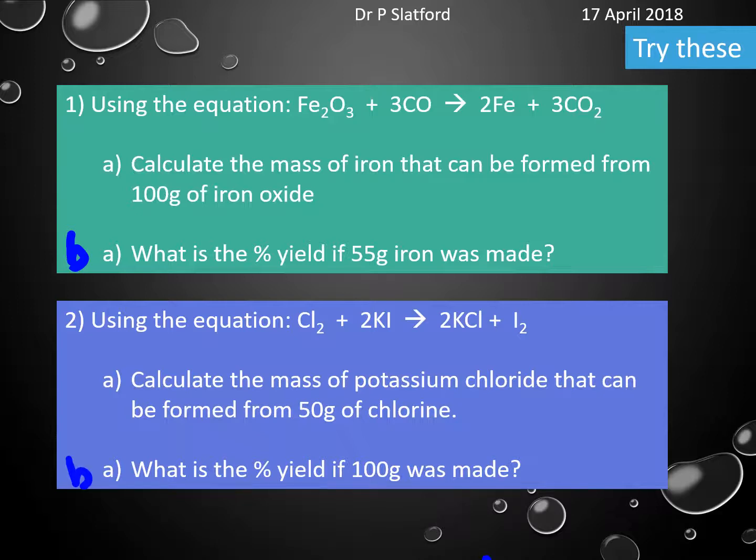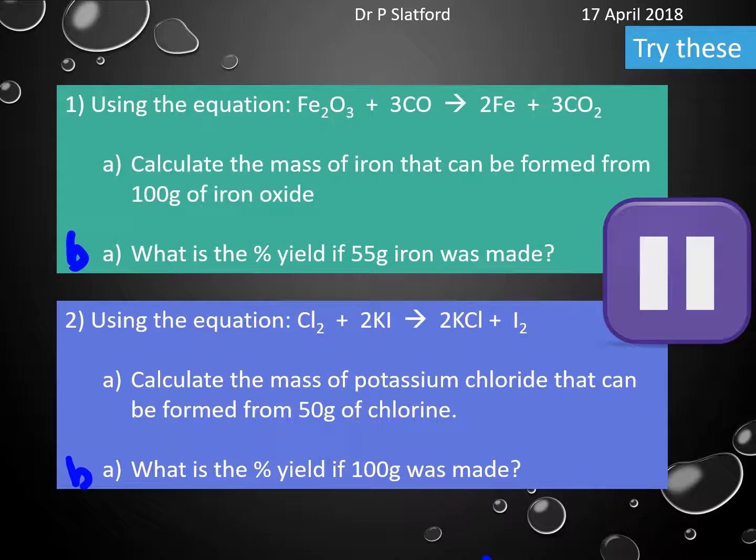Using the equation given here, I've got chlorine reacting with potassium iodide. I'm going to make potassium chloride and iodine. Calculate the mass of potassium chloride that can be formed from 50 grams of chlorine. And what is the percentage yield if 100 grams was made? So pause this video, work it out, and the answers are on the next slide. I said pause!